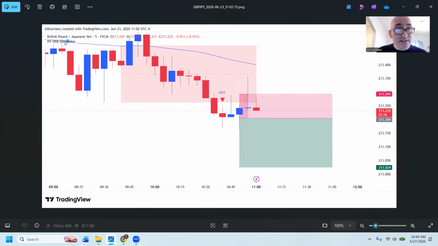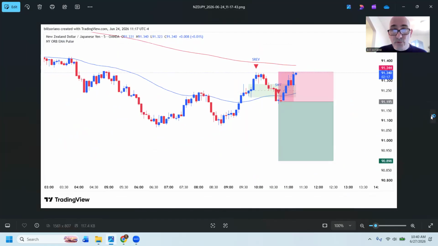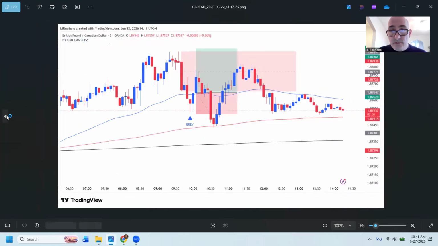This was a loss here, GBP JPY. Very quickly here, you could see we get our alert coming out. We're looking for that retest and continuation. We think we get it, and then price wicks up and takes us right out through our invalidation zone.